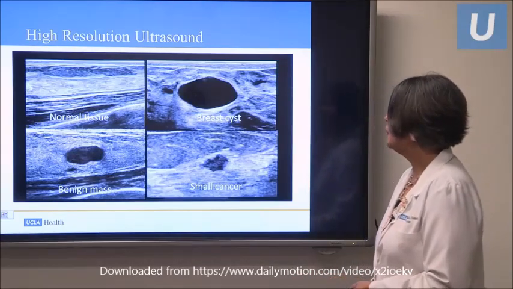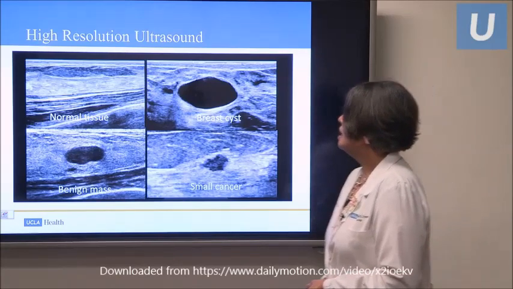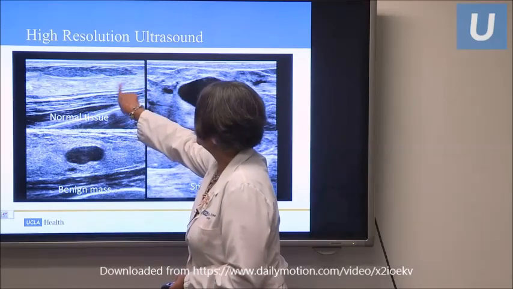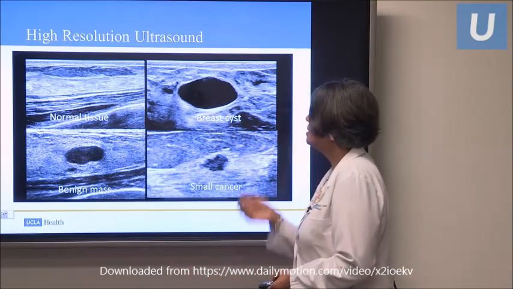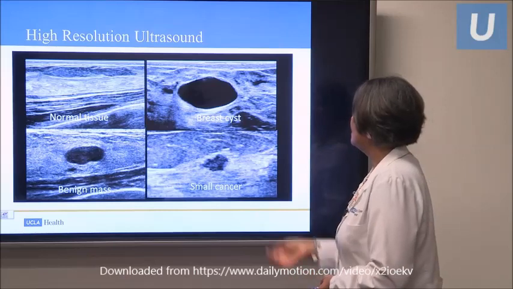So this is an example. On the far upper screen is normal tissue. You can actually see the skin surface begins at the top, and then we have the breast tissue. And here's muscle that has a different kind of look with ultrasound because it has a different kind of material and striations through it. And this is the breast cyst.